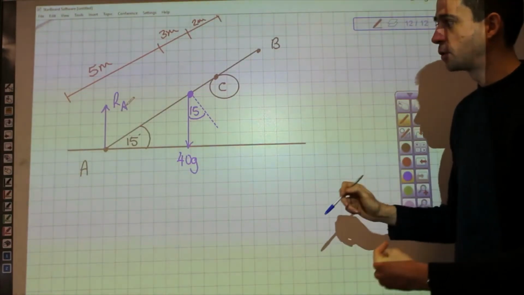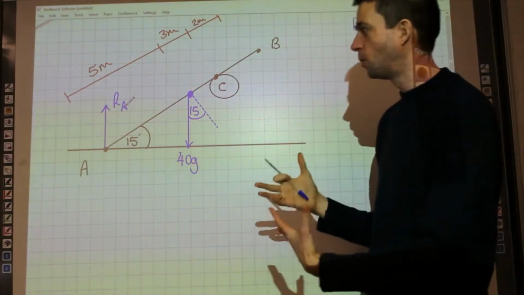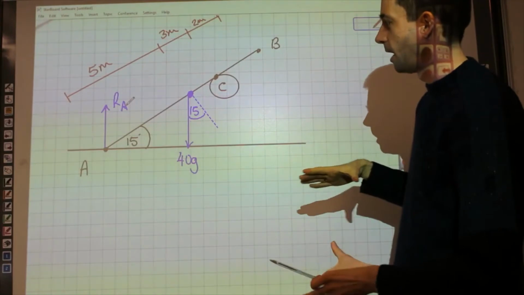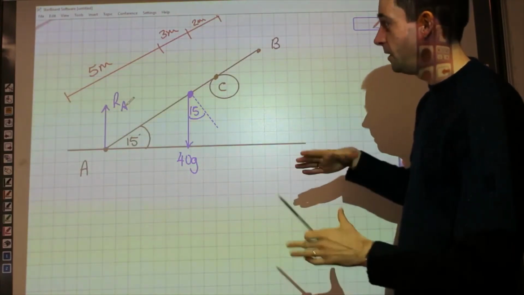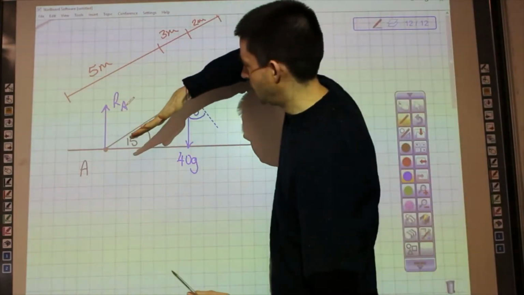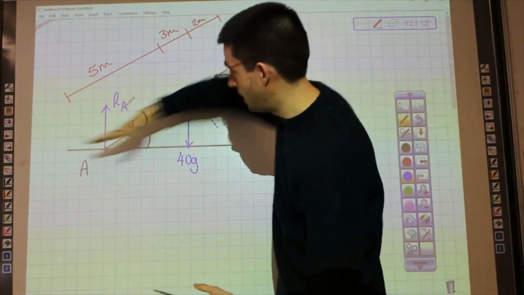Also at A, because the ground is rough, we're going to have a frictional force. We have to consider which way that friction is going to go. And the way we do that is we think, okay, if this system is in equilibrium, if it was going to move, what way would it move? And how it would move is it would slip down like that. Okay? It would slip down the peg.